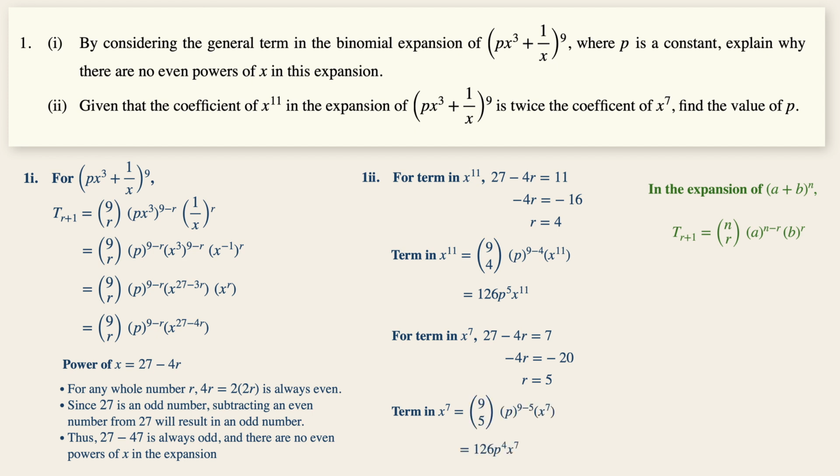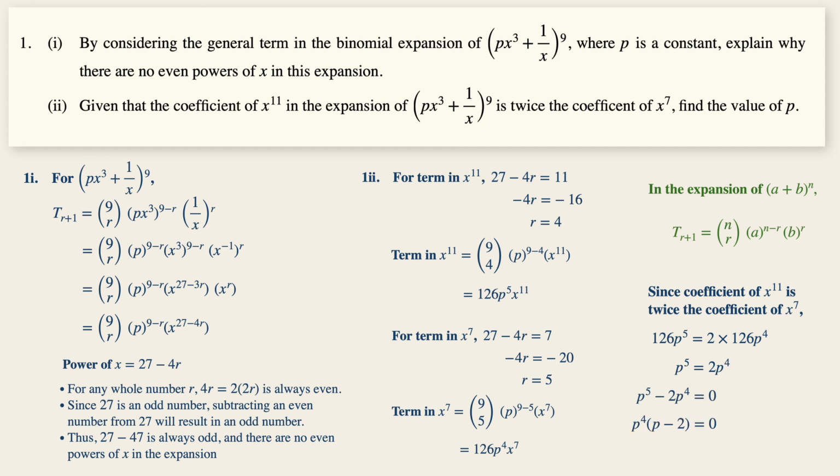Now, since the coefficient of x^11 is twice that of x^7, we are going to equate it as such. 126p^5 is equal to 2 times 126p^4. And this is where we can solve the equation readily by bringing over 2p^4, factorizing p^4. From the expression, we will have p^4 (p minus 2) equals 0. So p is equal to 0 or p is equal to 2. However, we must reject p equals 0 because this doesn't make the expression valid. Therefore, the value of p is 2.